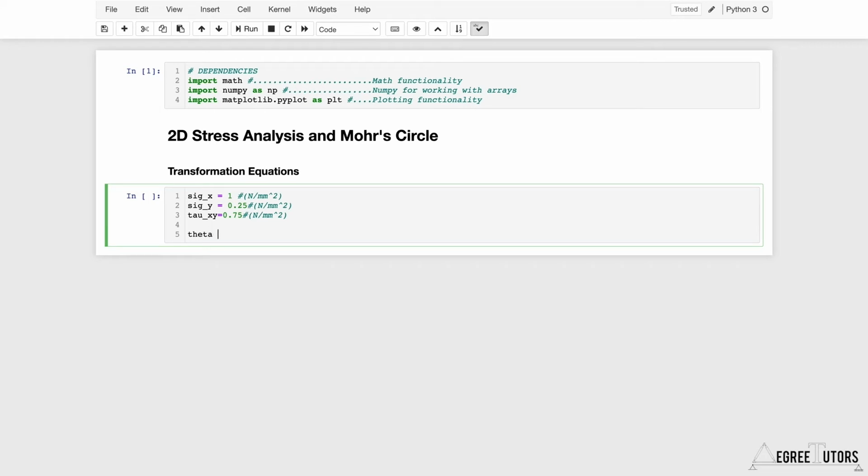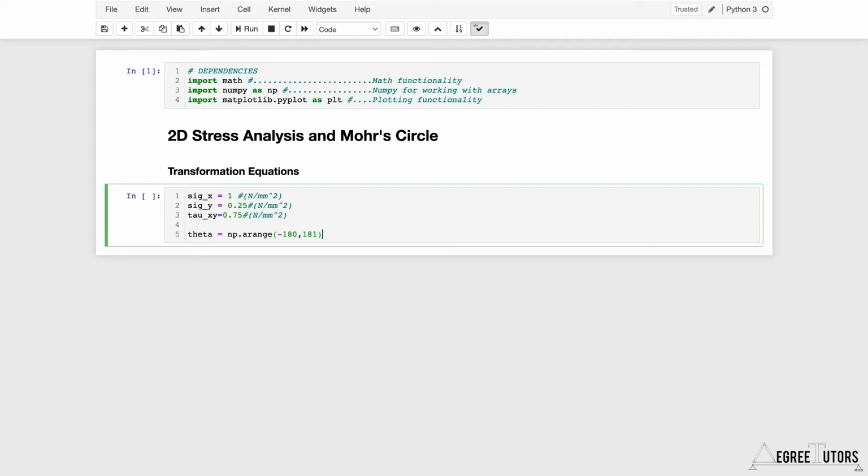So I want to define a range of angles. I'm going to say theta, and I'm going to use the NumPy library. I'm going to say theta is np.arange. The arange function is going to give me a number of equally spaced points between negative 180 and plus 180, but I need to go to 1 above the upper limit, which is 181 in my case. So that gives me my full range of angles.